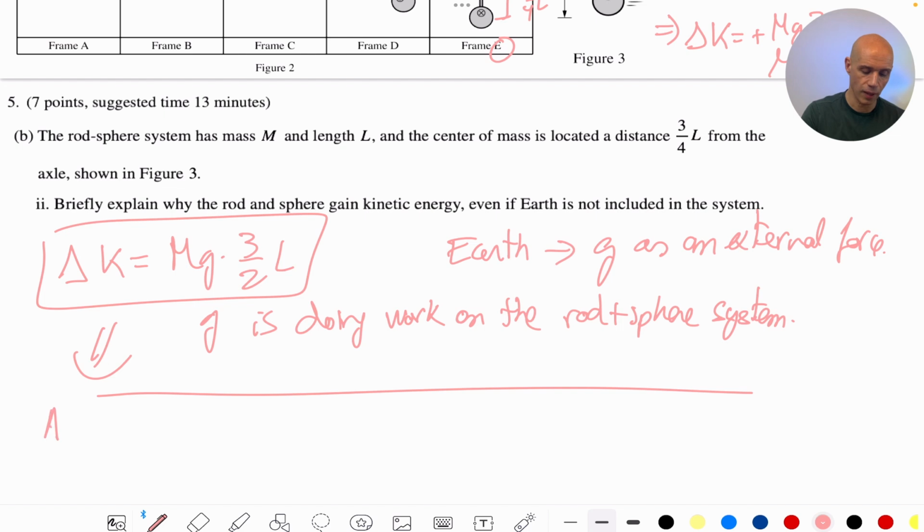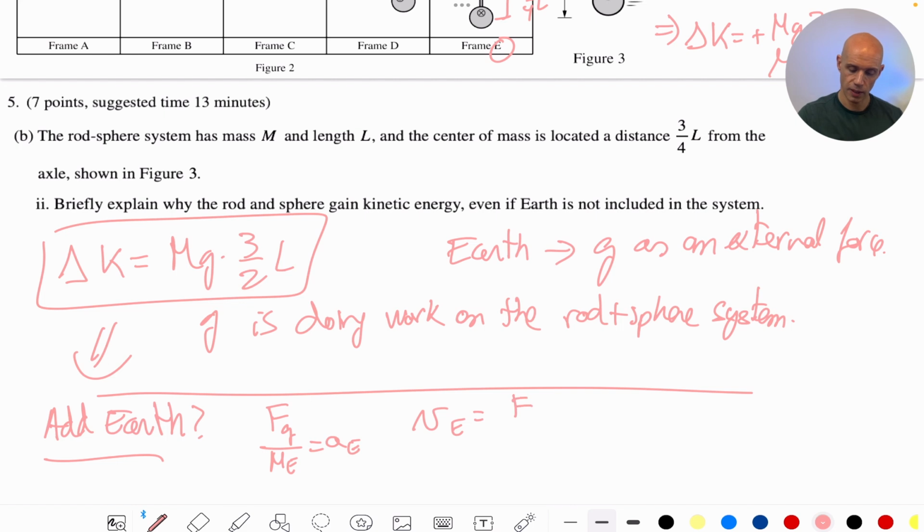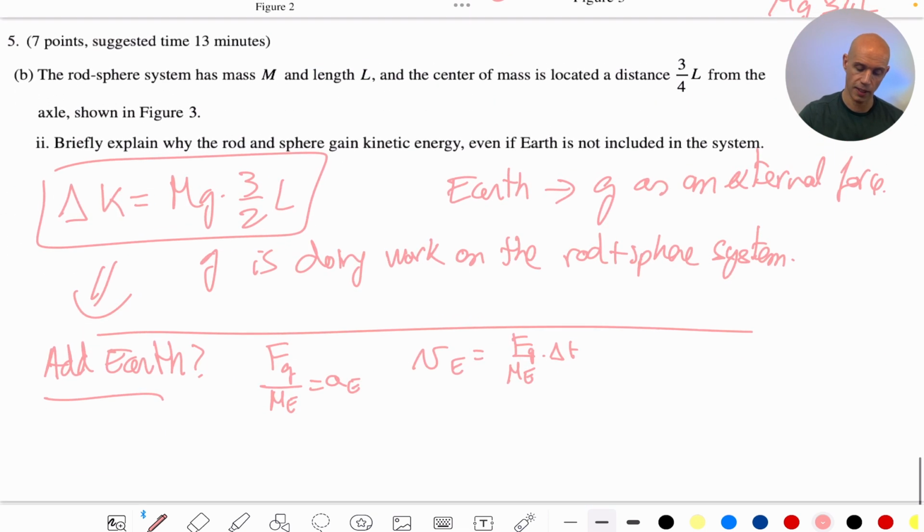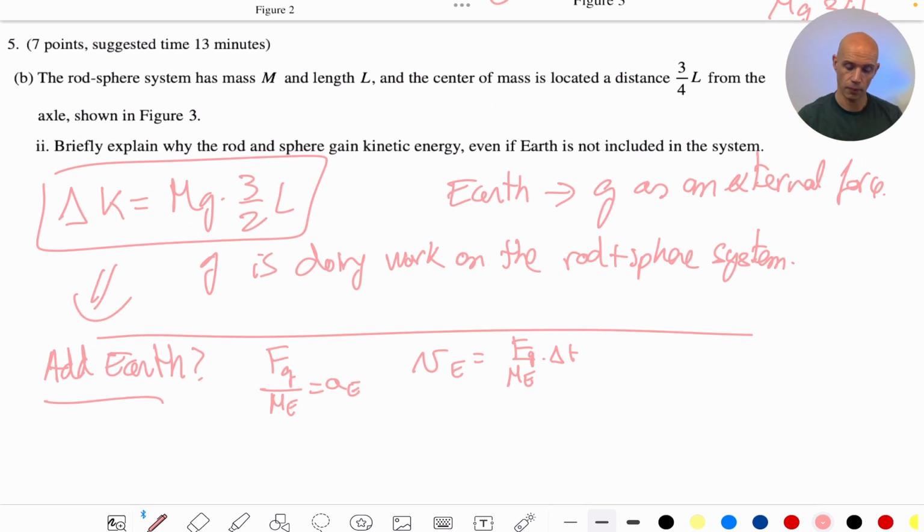Now, what happens if we add the Earth? Think for a second. What can we do? Remember action-reaction? The forces were the same. So the force of gravitational attraction between the rod and sphere and the Earth is the same as between the Earth and the rod and sphere. So the Earth feels this force, but the acceleration that the Earth feels is different. So the final speed of the Earth while this object is falling is the acceleration times the time that this happens. That's the final speed of the Earth towards the rod plus sphere system.